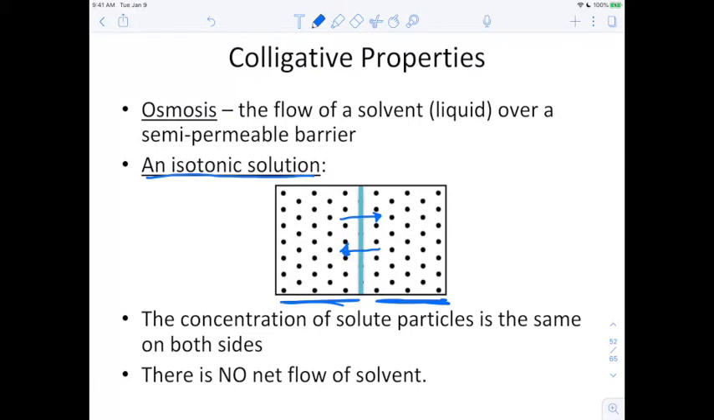Neither one of these is gaining solvent and neither one of these is losing. So we say there's no net flow. But by net, what we mean is there is a little flow back and forth, but neither side gains or loses. Every time one molecule moves to the right, one molecule moves back to the left. And this is our perfect solution. This is the solution that we want our cells to be bathed in.